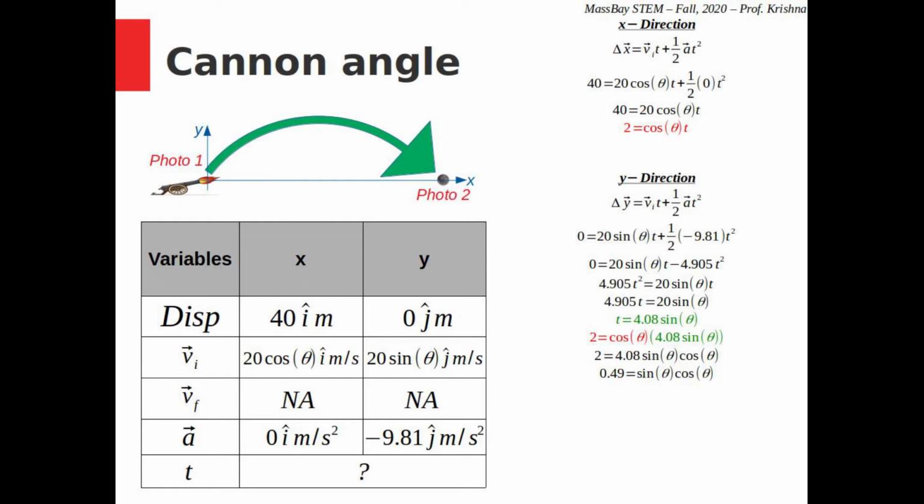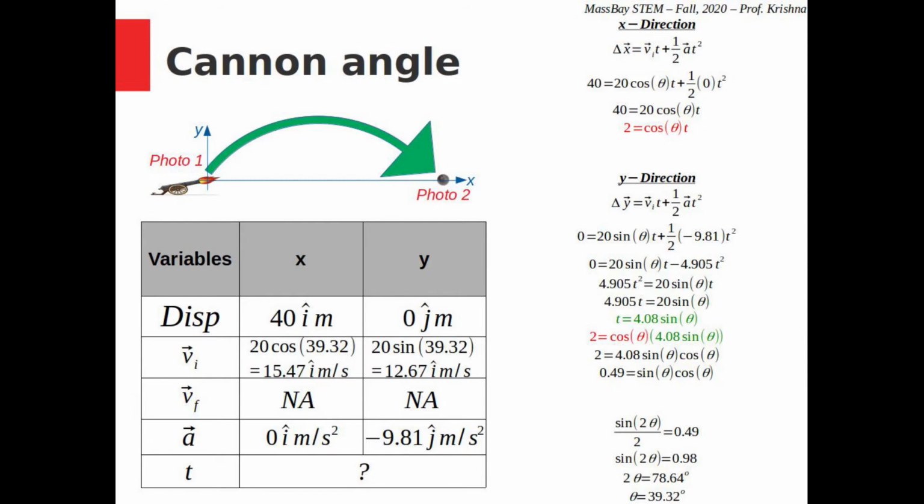Now, this would be annoying to solve, and close to impossible without a calculator, but there is something to help us, a trigonometric identity. It just so happens that sine theta cos theta can also be written like this, sine of 2 theta divided by 2. So let's apply this trigonometric identity. A little bit of algebra, and we get theta equals 39.32 degrees. So this was the launch angle.